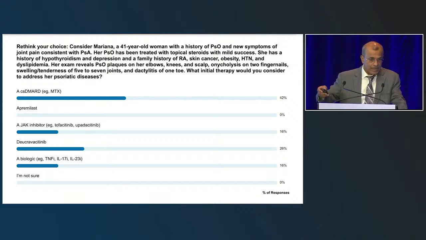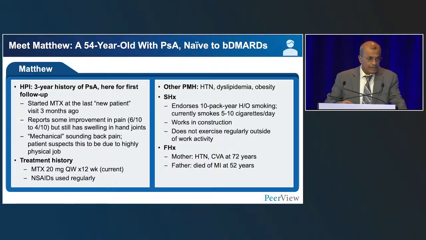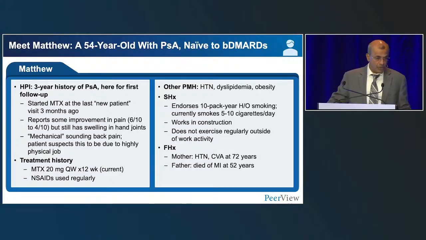All right, now we can go forward. Can we go forward? Yeah. The second case. Now this is Matthew. He's a 54-year-old gentleman. He is naive to biologic DMARDs.